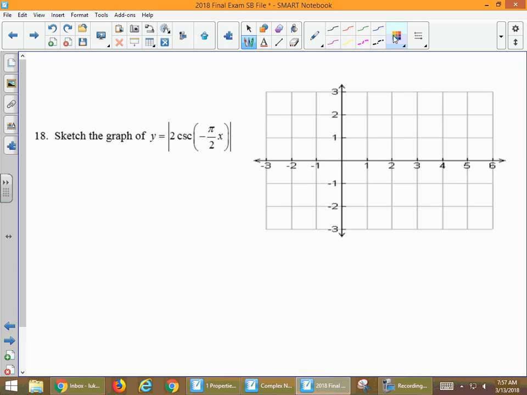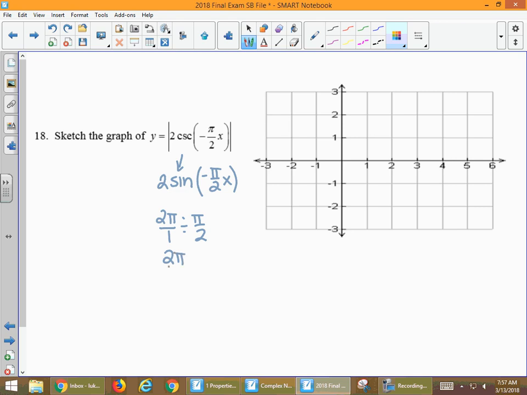All right, so really what we're going to graph is 2 sine of negative pi over 2. So first, I'm going to figure out the period of our function, 2 pi over 1 divided by pi over 2.